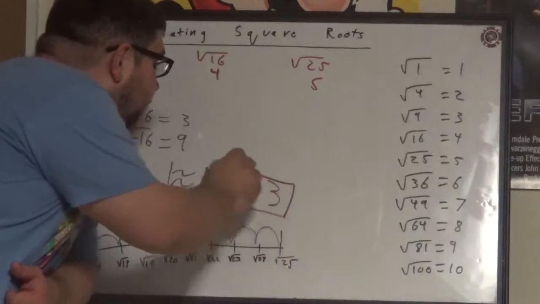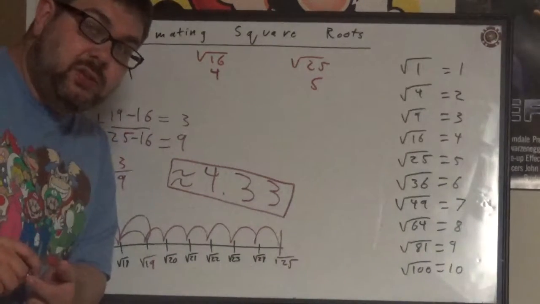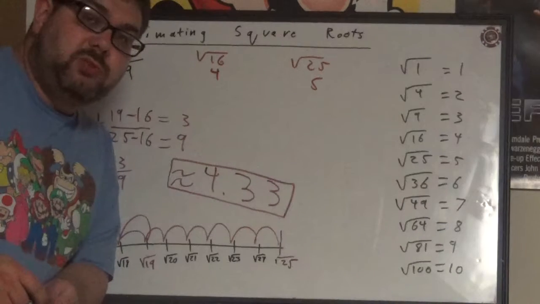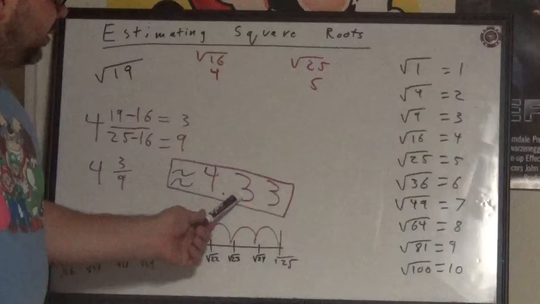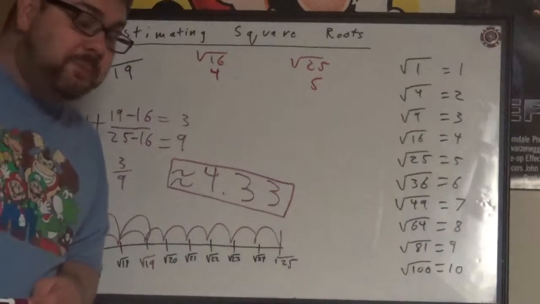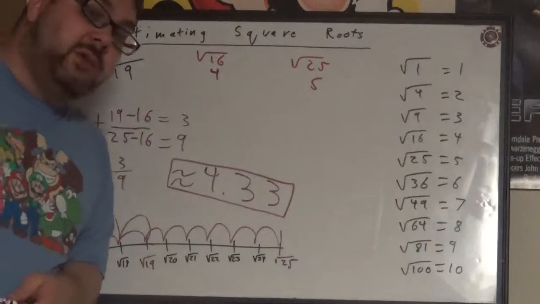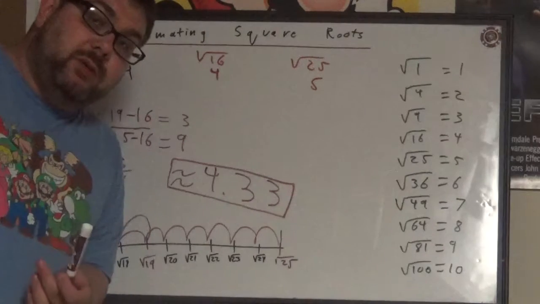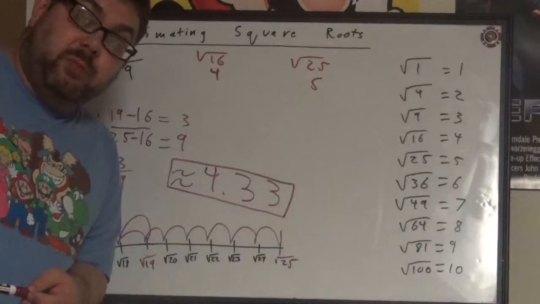Now you may be asked to round to different numbers of decimal places. Just follow whatever directions you're given. In this case, I'm going to just round to 2 and get approximately 4.33. You can always put that in a calculator and make sure that you're kind of in the ballpark.